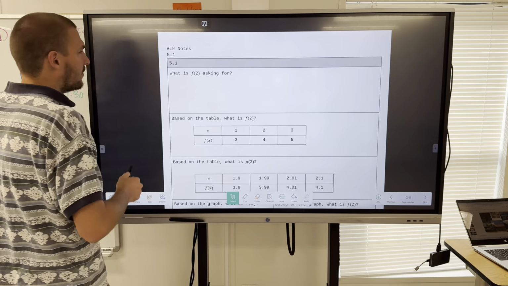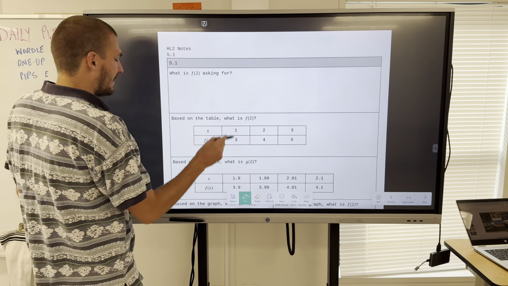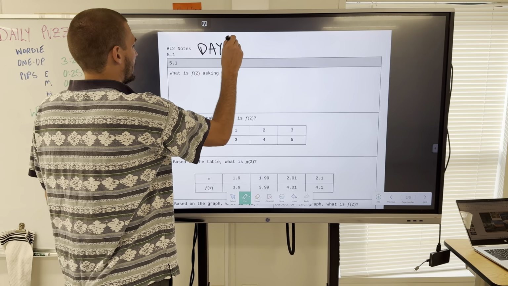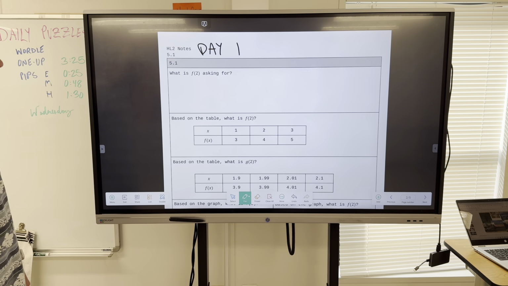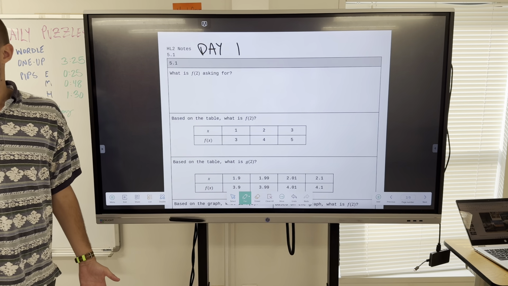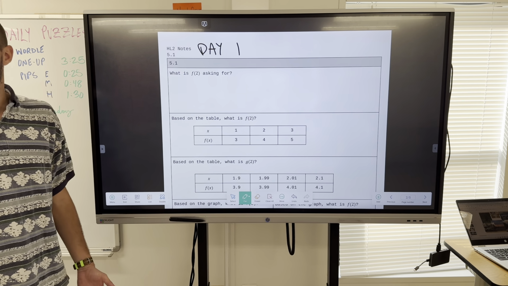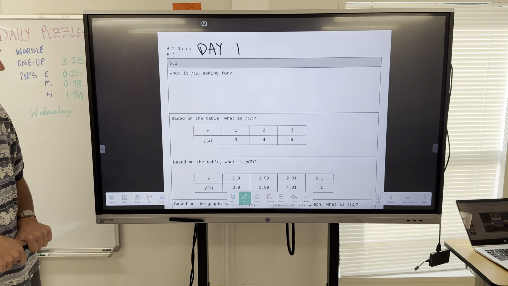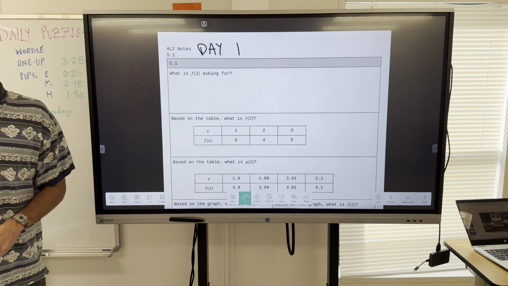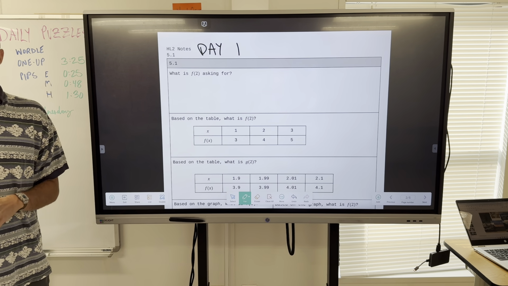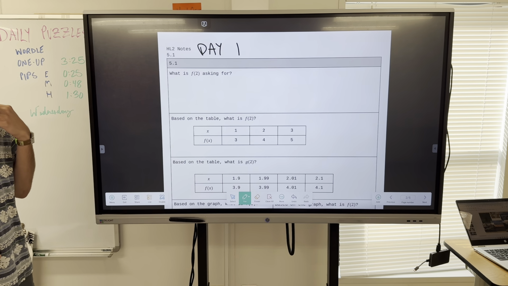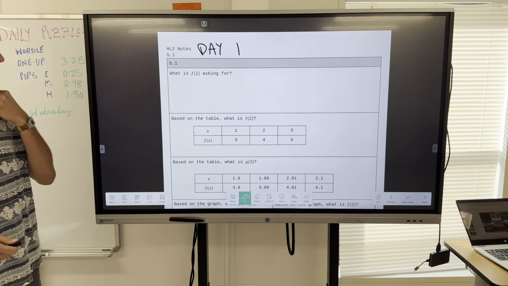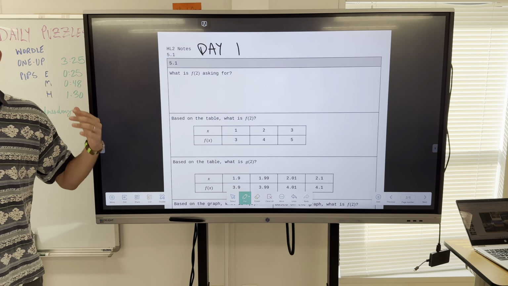Boom. 5.1 HO2 notes. Today is day 1. We're doing it. What is f of 2 asking for? Easy question, but it's almost too easy, too simple. We really gotta actually think about this because we're gonna see questions like f of 2 and we're gonna see questions that are really similar to f of 2 but different. What is f of 2 asking for?